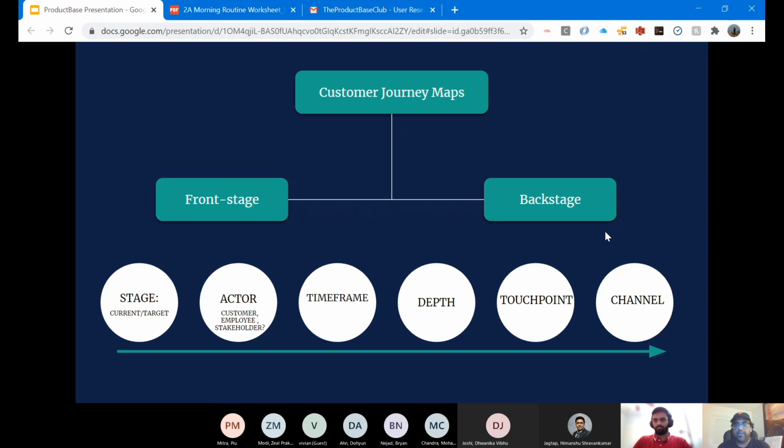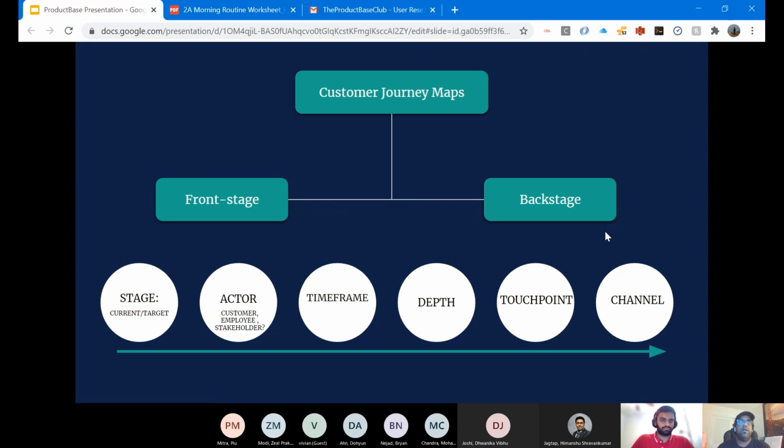Are you doing it for a current state or a future state? The second piece is, who are you creating this customer journey map for? Are you creating it for the customer, the employee, or the stakeholder? Who exactly is the actor here? What time frame are you looking at? Is it a day's worth of a journey? Is it a month's worth of a journey? Is it a year's worth of a journey?